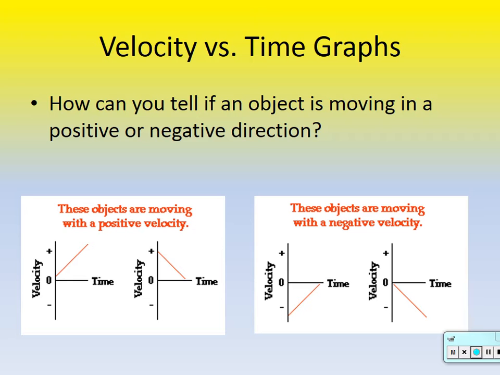So how can you tell if an object is moving in a positive or negative direction? Well, let's look at this. Both of these graphs on this box here, which side of the velocity are we on? Are we on the positive or negative side here? Positive. On both of these, we're on the positive side. So which way is this object moving? Right. It's moving to the right, because in physics, right means positive. So this guy's moving to the right, and so is this guy.